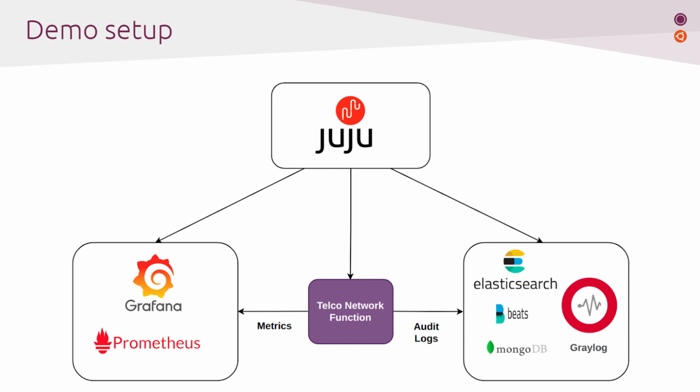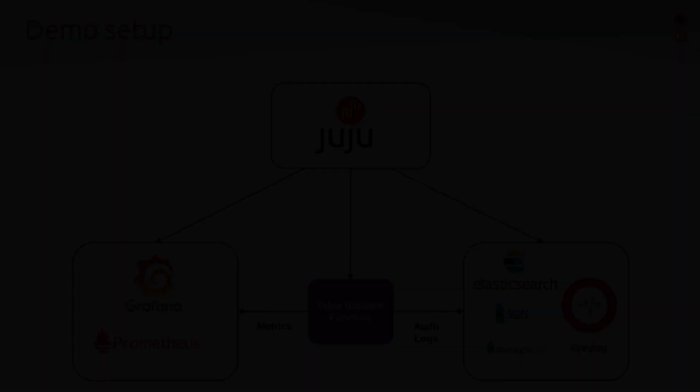So the first step is we will deploy the Juju controller, and we will add a model in which we will deploy Grafana and Prometheus first. We will do the monitoring part first, and later we will jump to the logging part. We will deploy Grafana and Prometheus, and show how with a single command we can relate these two. Then we will deploy our network function and relate it to Prometheus. So let's do these steps first.